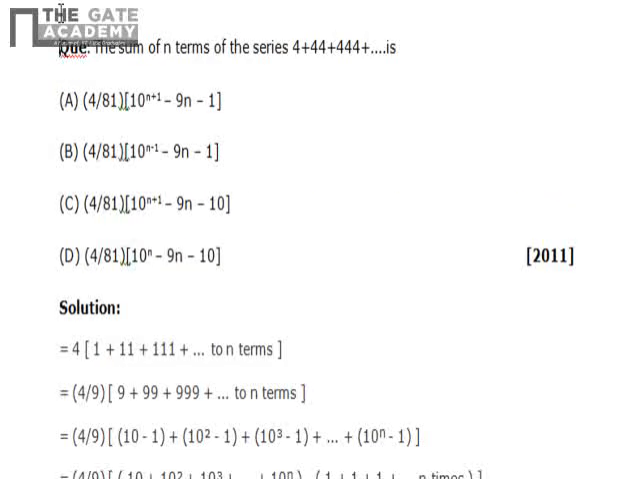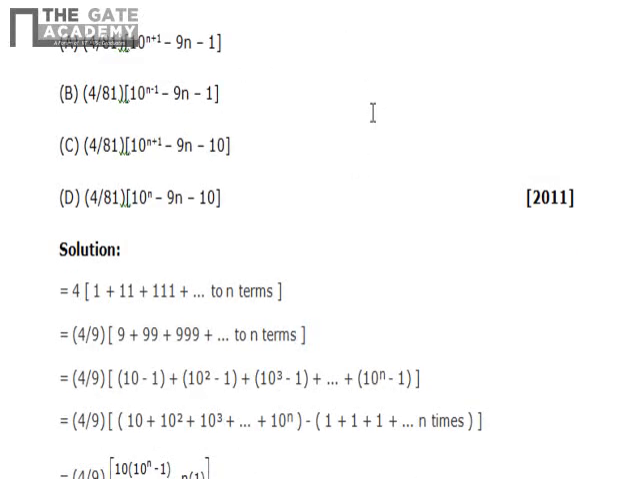Now we'll see the question asked in the actual GATE paper. The sum of n terms of the series 4 plus 44 plus 444 and so on is... At first look it seems that the problem is difficult, but you can very easily solve this problem. This series 4 plus 44 plus 444, I can write it down like this. I'll take 4 common. Now it will become 1 plus 11 plus 111 to n terms. Now this 1 plus 11 plus 111, can I write it by multiplying and dividing by 9.